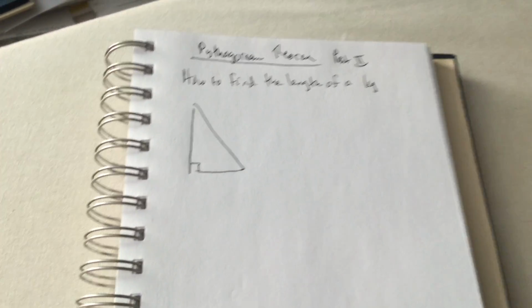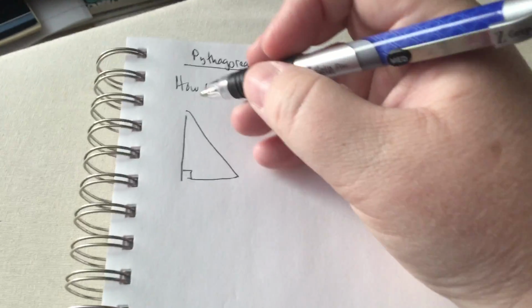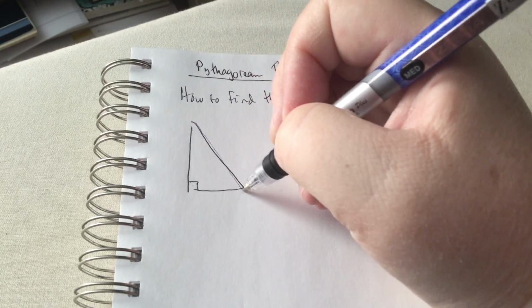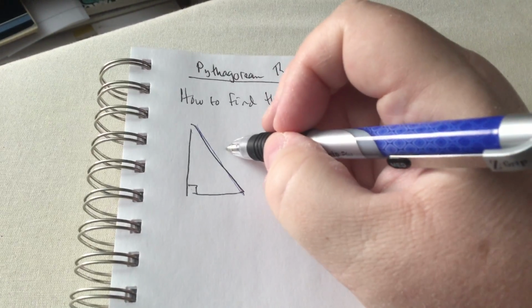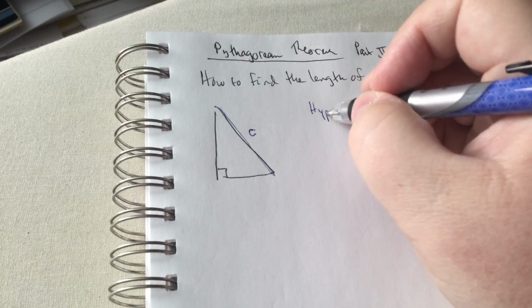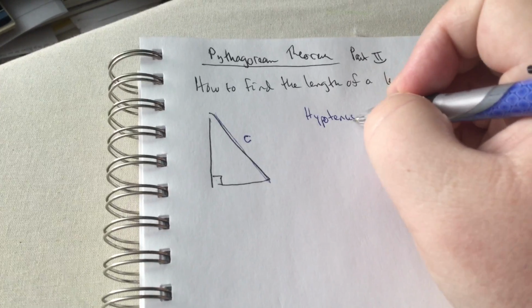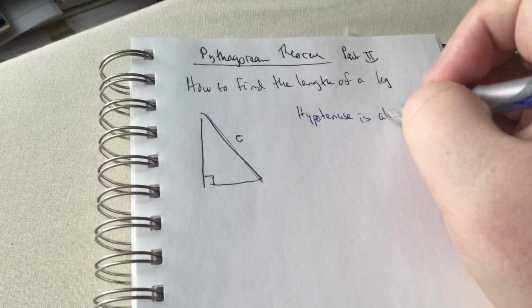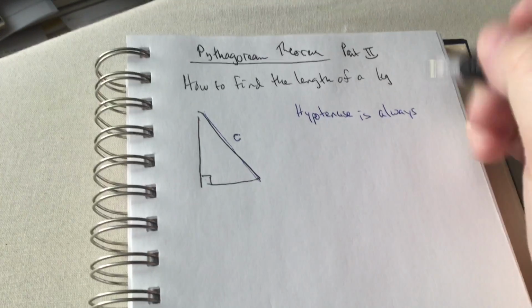So, I'm going to write this down. I want you to see this part. The hypotenuse is always C. That's important. Hypotenuse is always C.